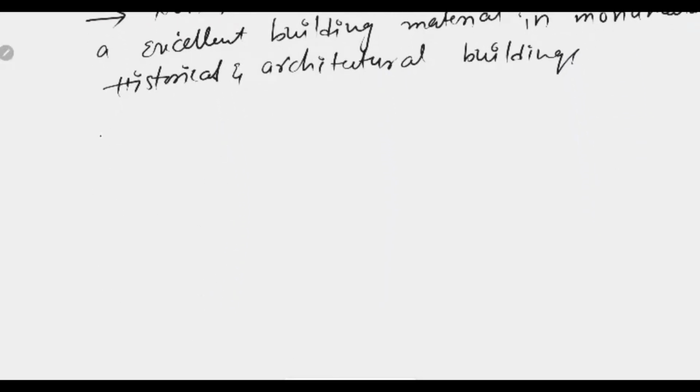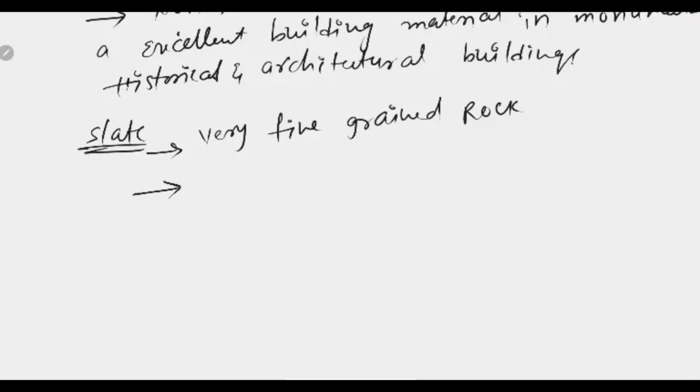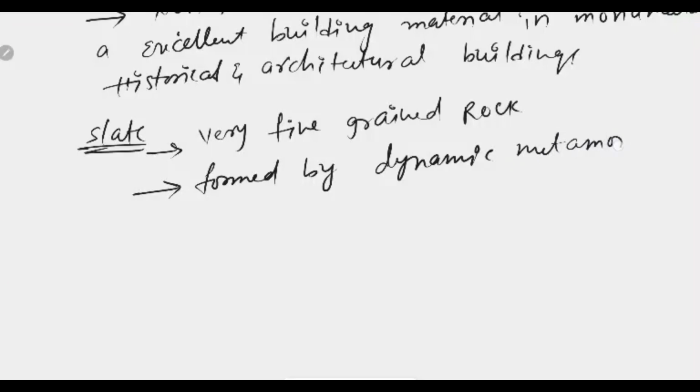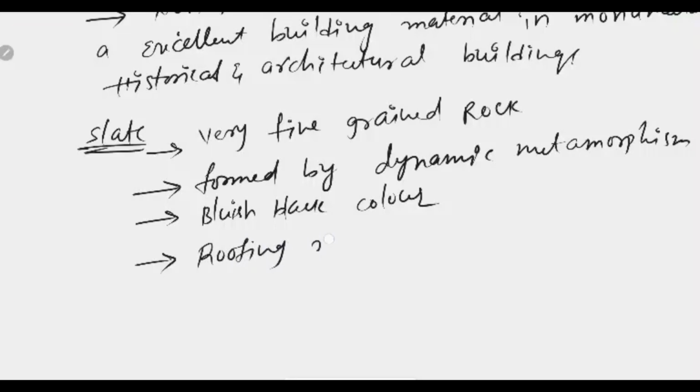Example for the metamorphic rock is slate. It is a very fine grained rock formed by dynamic metamorphism, available in bluish black color, and used for roofing material, tabletops, etc.